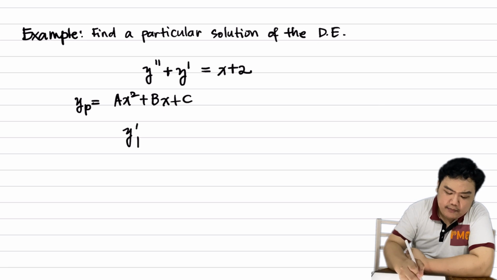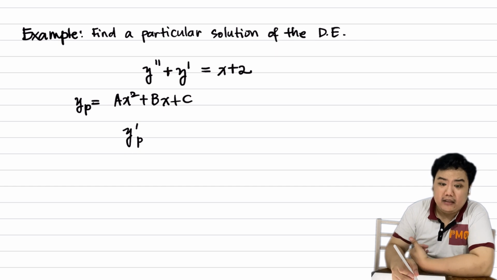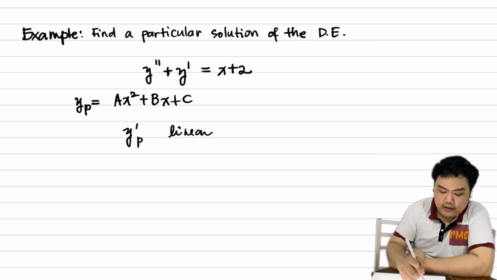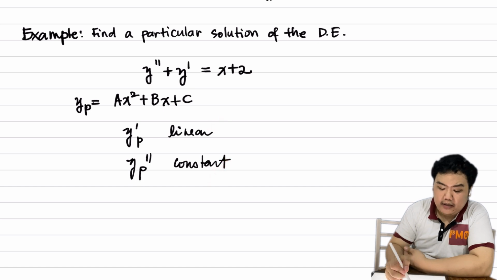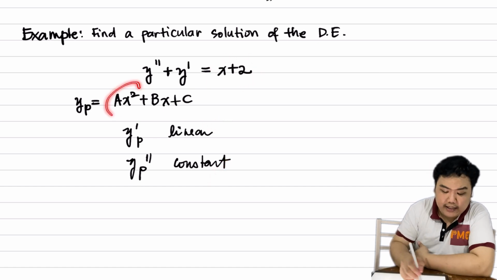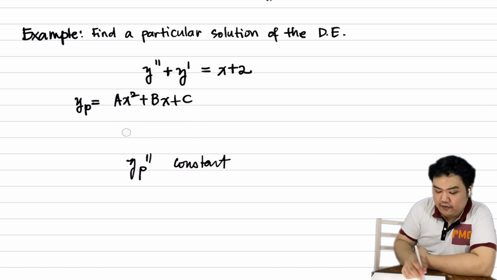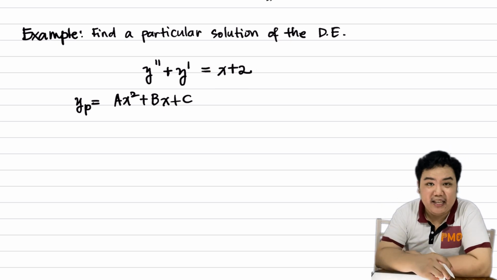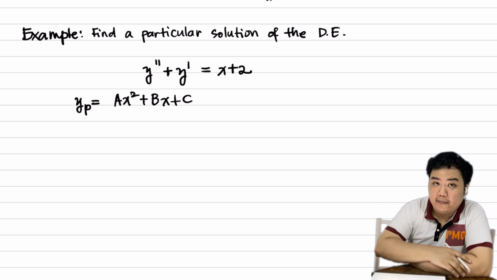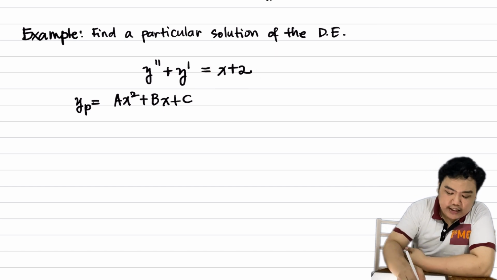Ano yung y prime of p? Pag kinuha mo yung derivative nito, bababa ng isang degree. So, magiging linear. Yung y sub p na double prime, so i-derivative mo ulit to. Yung linear, pag dinerivative mo, magiging constant. And linear plus a constant is linear. So mukhang mag-work tong hula natin na to. So baka ang y sub p mo dito hindi nagko-conform dun sa binigay na table dun sa pinaka first page natin. Okay, so let's try doing this.